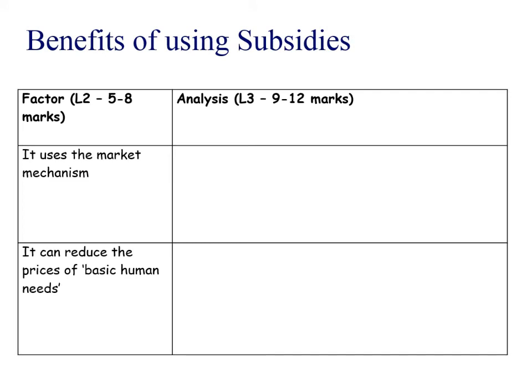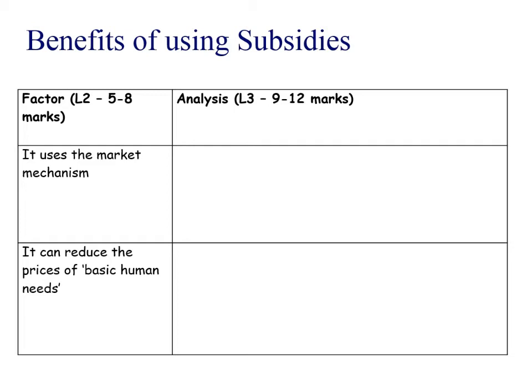So what benefits do we have of using subsidies? Economists like it because it uses the market mechanism, so it's using the forces of demand and supply, and people respond to incentives. So when we've got a lower price, it causes that movement along the demand curve.